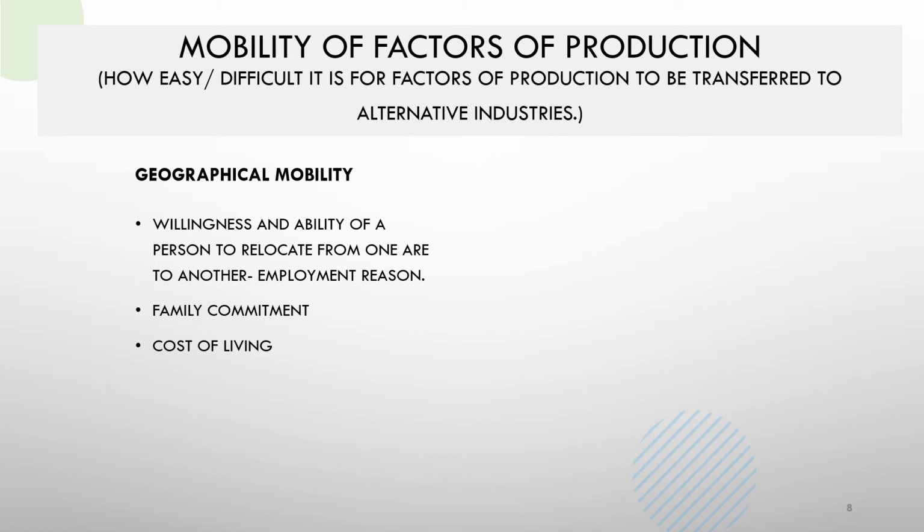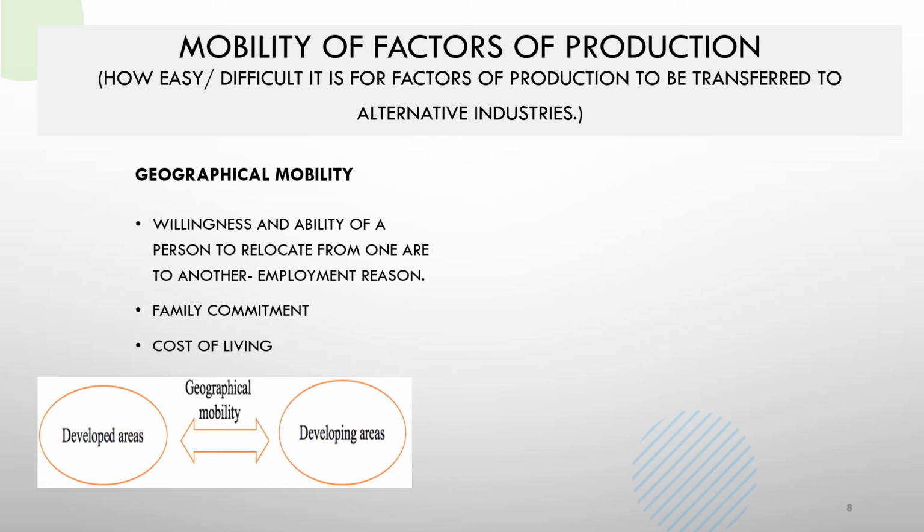That means when a person gets a job in another area, but they are living in a developing area, where we already know the cost of living is very low, they don't want to shift to the developed area because of the cost of living. And maybe their family lives in the developing area, and they don't want to move with their family to a developed area. So geographical mobility won't happen in that situation.